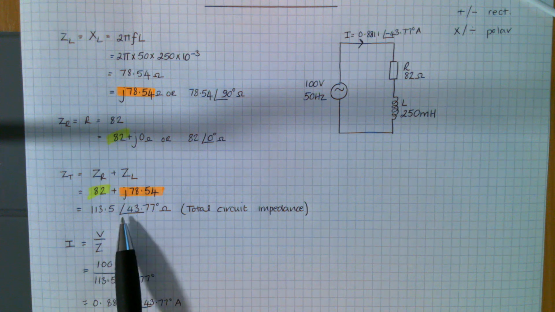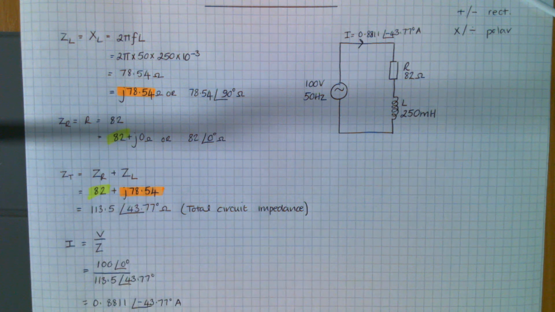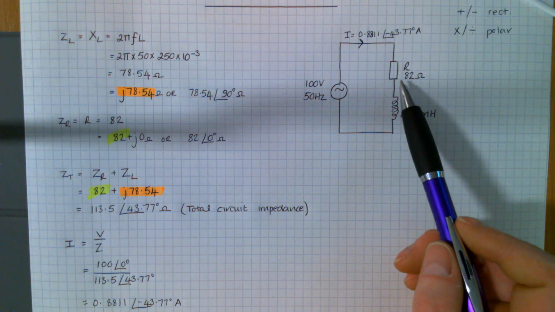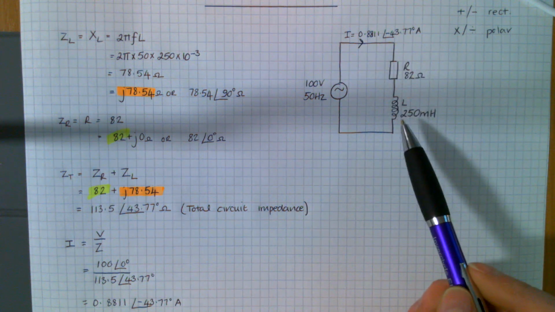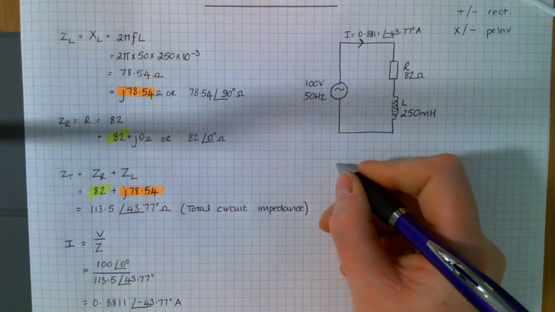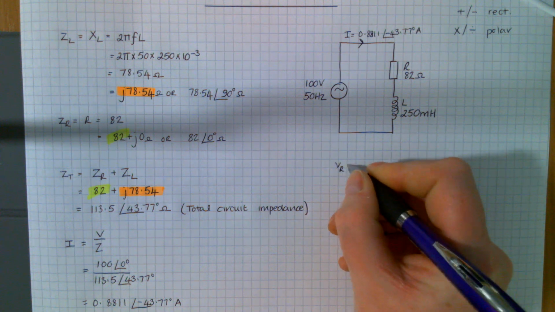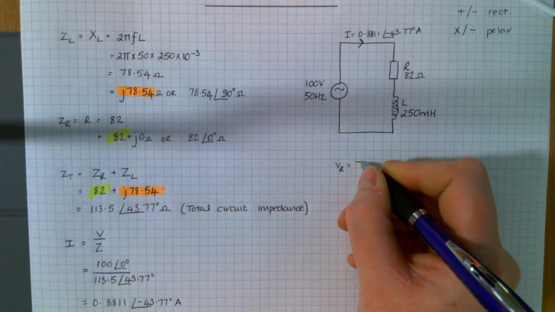So now we've got our total impedance, which is our total ohms in the circuit. We've got our current in the circuit. So what you'd usually do now if it was a DC circuit is you'd work out the voltage across each component. We're going to do the same thing. So we're going to get the voltage across the resistor. V equals I times R.